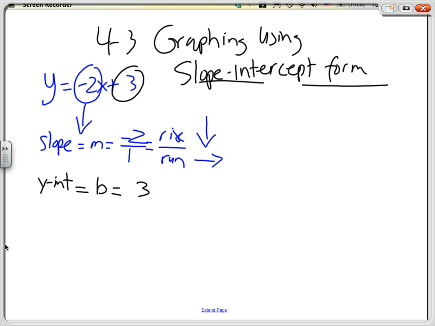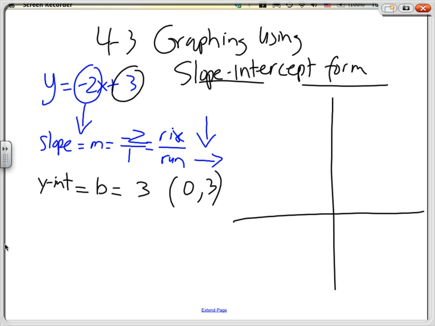Okay, very careful. Remember, if it's a y-intercept, then x will always be 0. So therefore, the point is (0, 3). Is that clear? If it's the y-intercept, x is always 0. I give you the y-intercept, therefore the x is 0. So here, I make a graph. What is the first thing I'm going to plot?